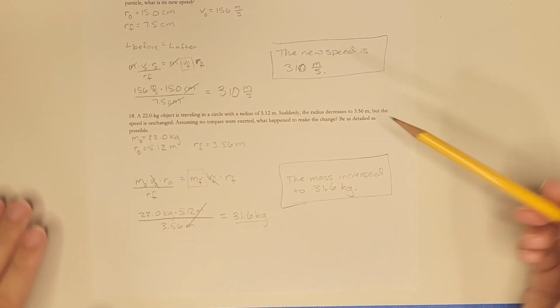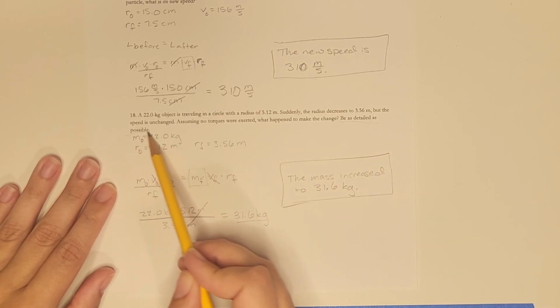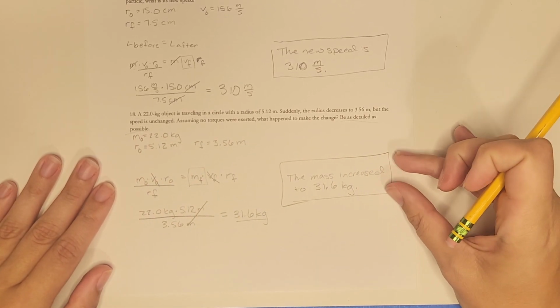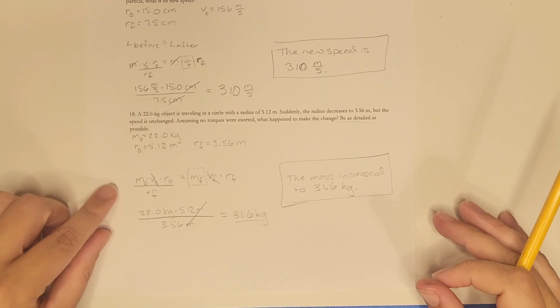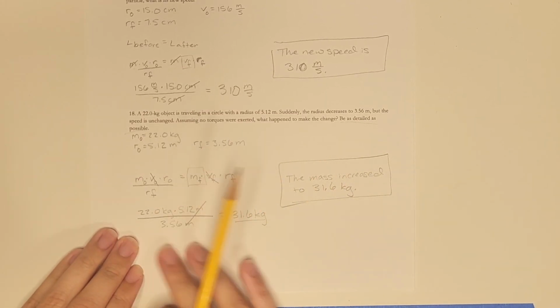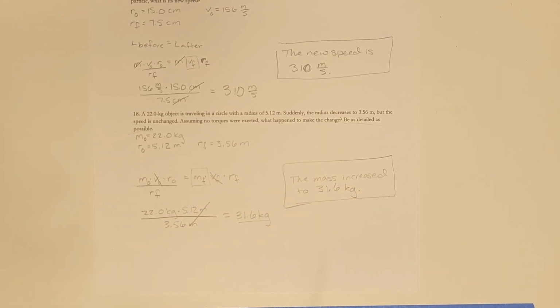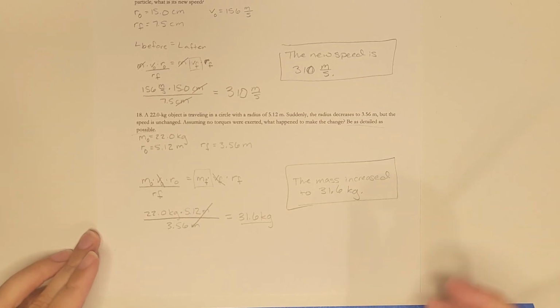So then with this question, it says be as detailed as possible. This doesn't seem like a detailed answer, but it's more detailed than saying the mass changed. And so that's what the question is going after, is that you actually give the actual amount that the mass changed. That is it for these Chapter 9 review questions.